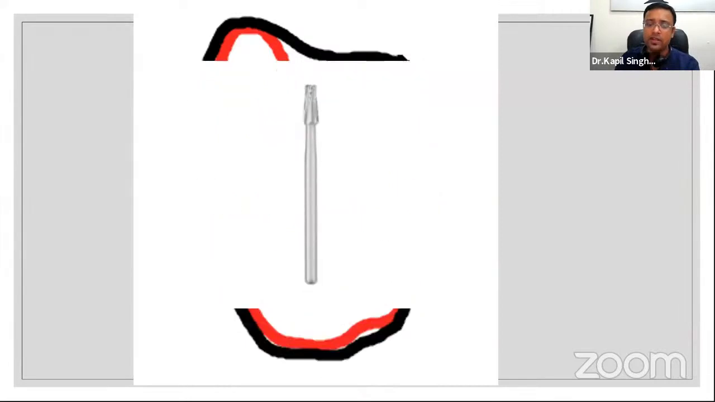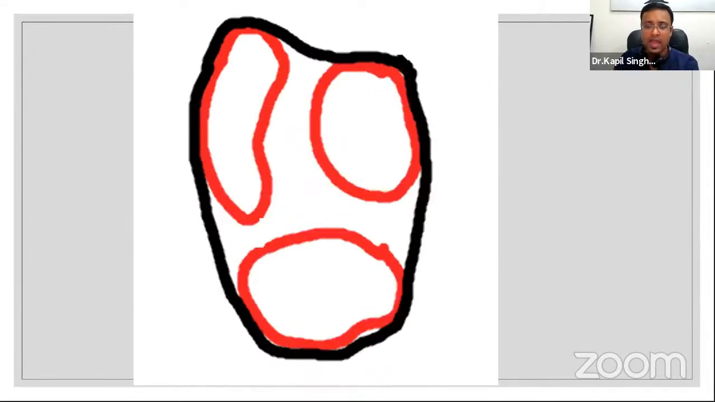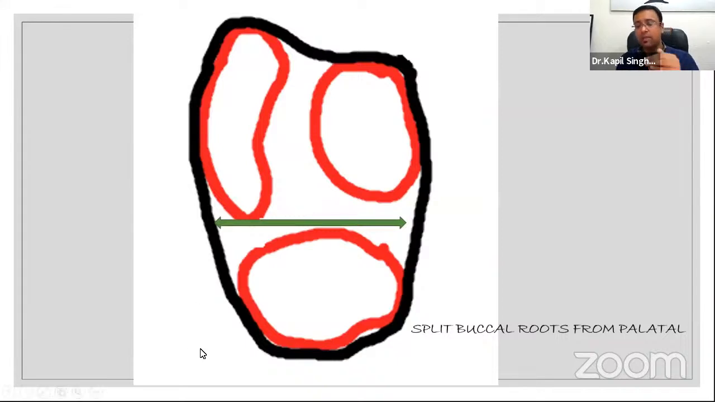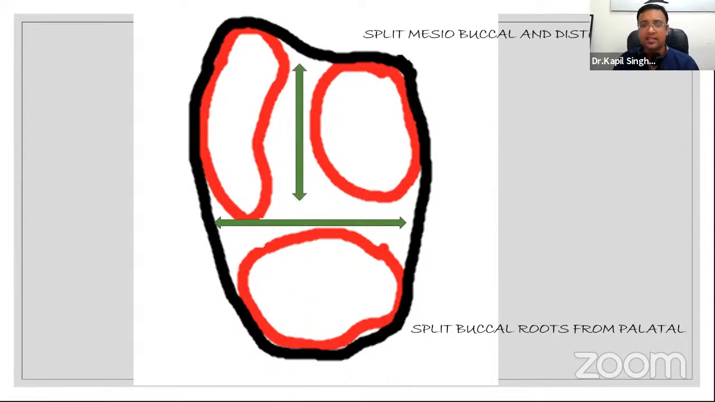How would you section it? I use this long shank carbide burr that fits in my handpiece, and I first section my buccal roots from the palatal root. Okay, and then I section my mesiobuccal and the distobuccal roots. So it means I'll remove my tooth in 3 pieces.